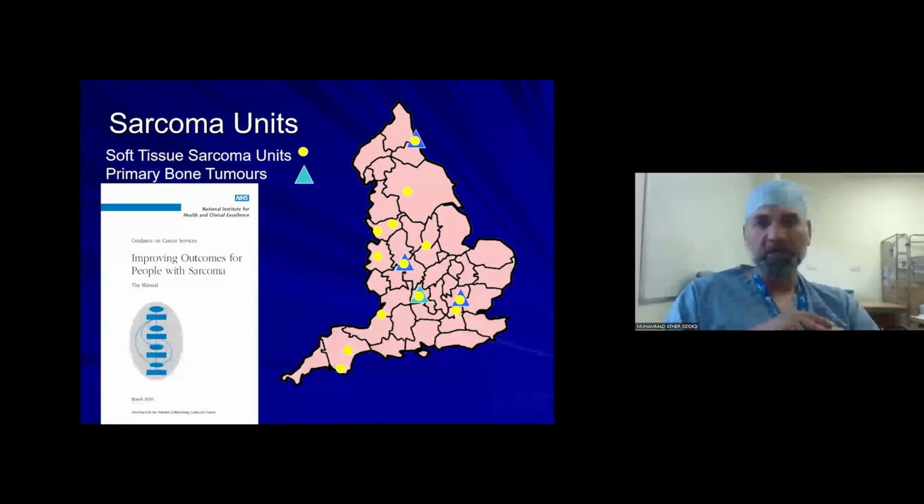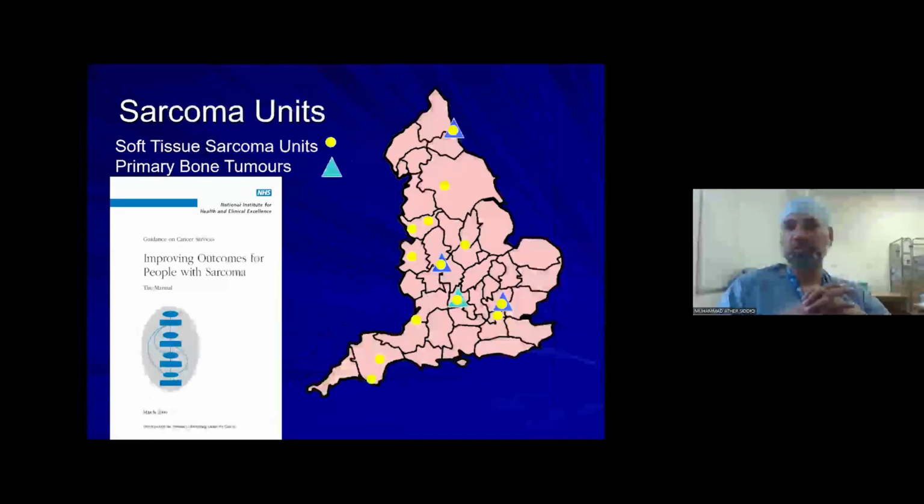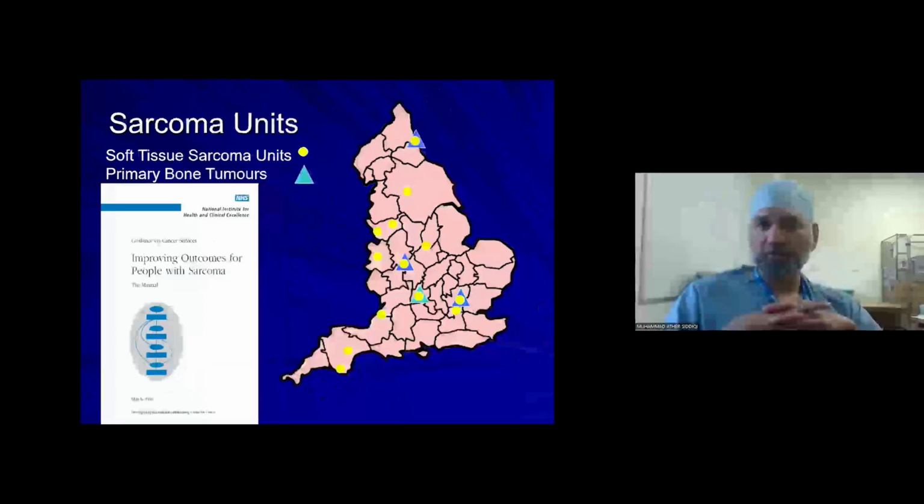Obviously, Oxford is right in the middle of those two, Birmingham and London. Then we've got the yellow dots, which are the soft tissue sarcoma centres, and the distribution is such that there are more soft tissue centres, and that reflects the incidence of these tumours. So there are more soft tissue sarcomas that you would see. The ratio is roughly 5:1. And that's why you need more centres doing soft tissue sarcoma work with local oncologists and local MDTs, whereas the current requirement for primary bone work is not as much.